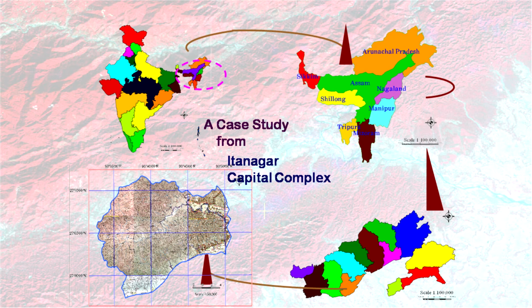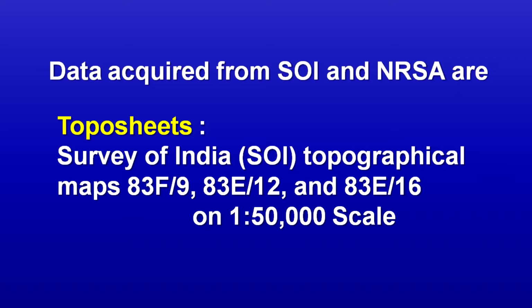Let us give you an example of landslide hazard zonation from a case study that I carried out in the Itanagar capital complex. The Itanagar capital complex is the capital of Arunachal Pradesh. We acquired the data from Survey of India and NRSA. Topo sheets were acquired from Survey of India: topo sheets 83 F/9, 83 E/12 and 83 E/16 on 1:50,000 scale.